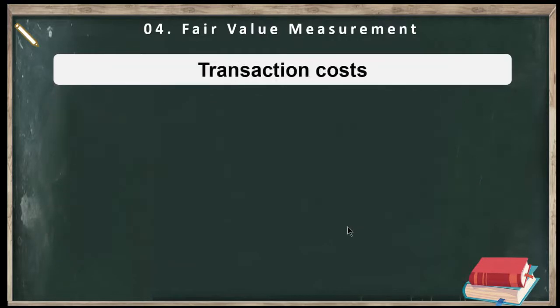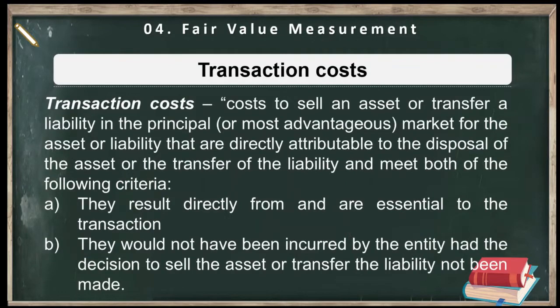First, we have the transaction costs. Transaction costs are costs to sell an asset or to transfer a liability in the principal or most advantageous market for the asset or liability that are directly attributable to the disposal of the asset or the transfer of the liability and meet both of the following criteria.